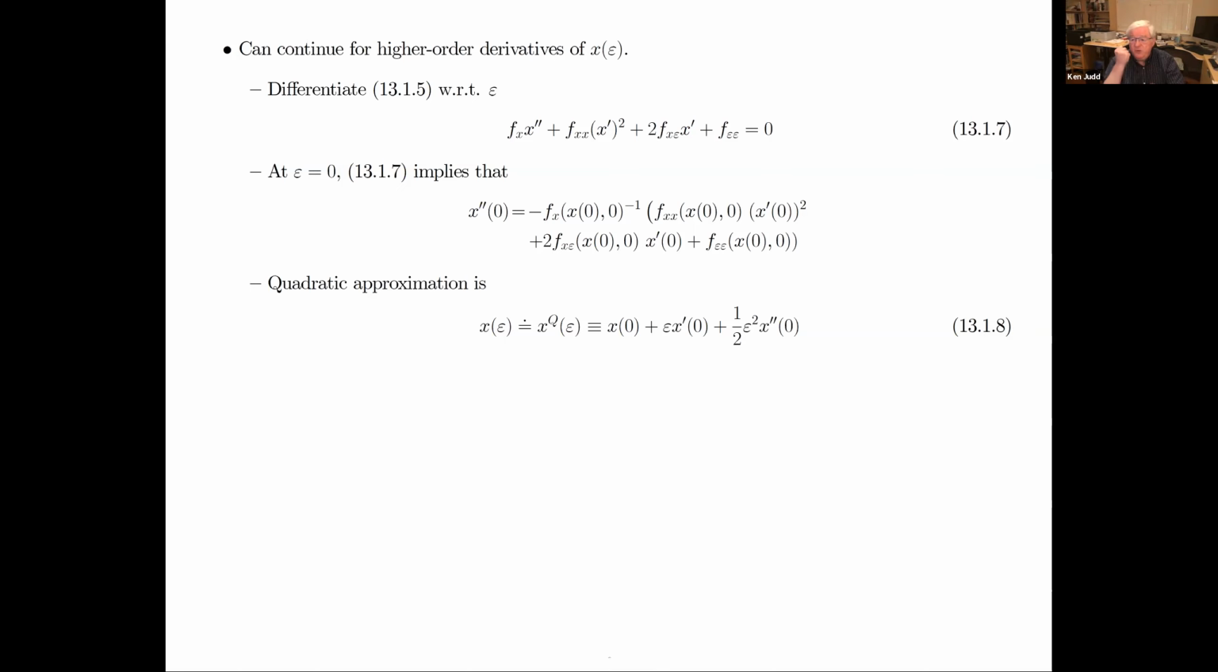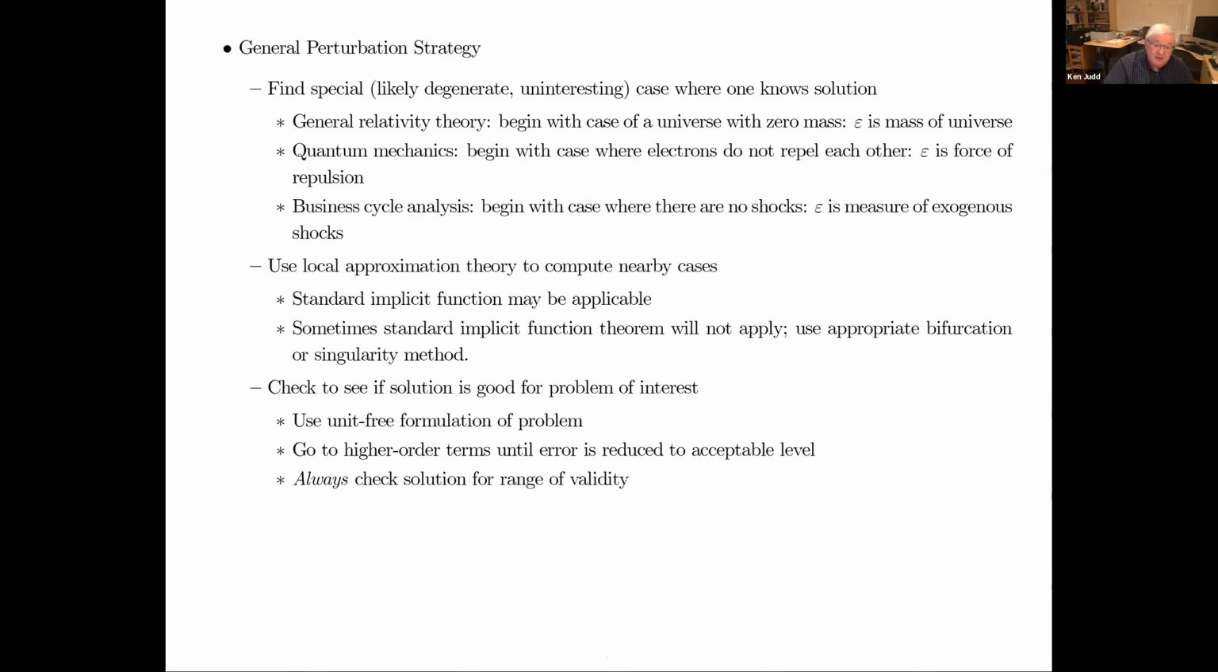You start with a case where you know the solution, and then you have this parameter and you slightly change the parameter, and then hopefully f changes in a smooth fashion so that the implicit relationship between x and epsilon also changes in a smooth fashion, and that all these derivatives exist. Now, this is a strategy that's used in all of science, as well as in economics.